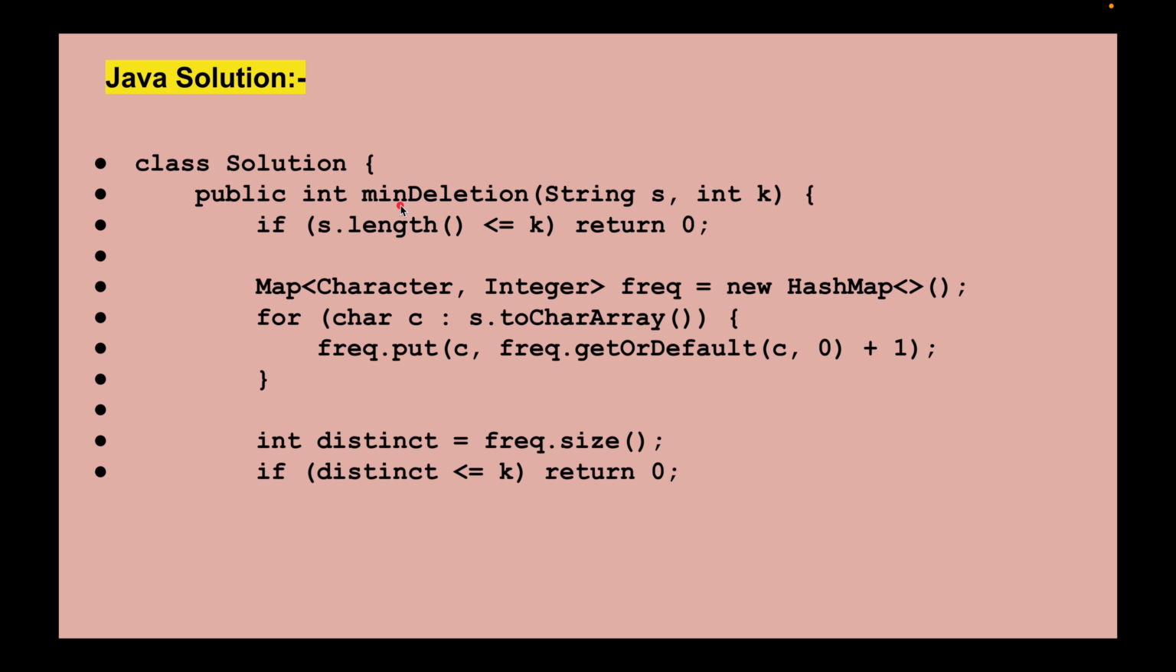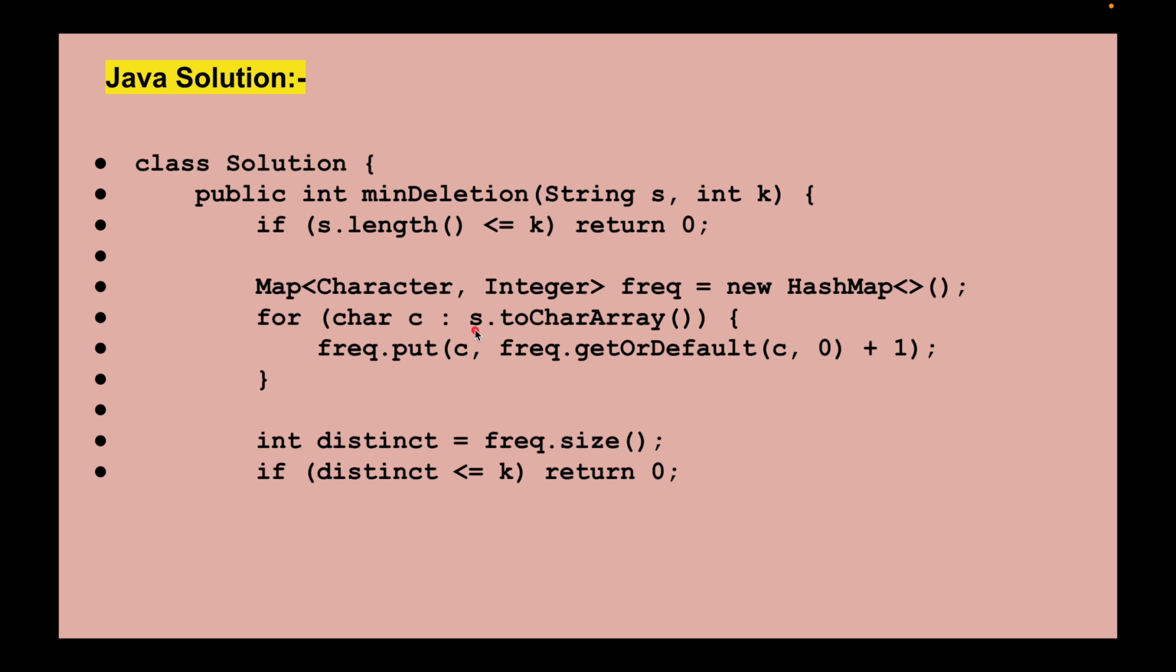So what we are doing here, first of all, we'll define the minimum deletions method, taking a string and int k. We'll check if the length is less than or equal to k. If so, we'll return 0. Otherwise, we'll define a frequency map of character and integer.